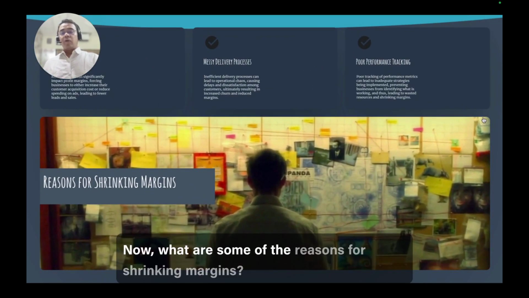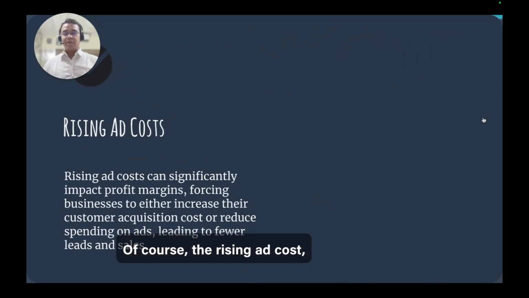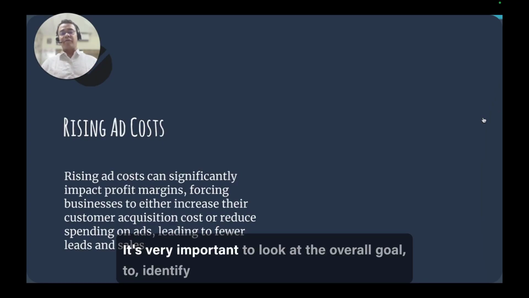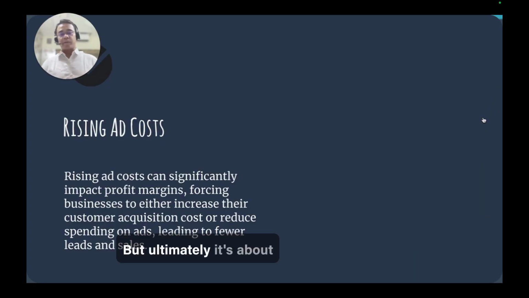Now, what are some of the reasons for shrinking margins? Of course, the rising ad cost, which is very critical, and that has to be handled in such a manner that the priority is well defined. It's very important to look at the overall goal to identify what could be prioritized immediately as opposed to at a later point. But ultimately, it leads to fewer leads and sales, because the increase in ad cost has reduced the profit margin.